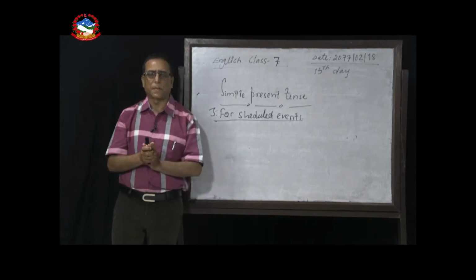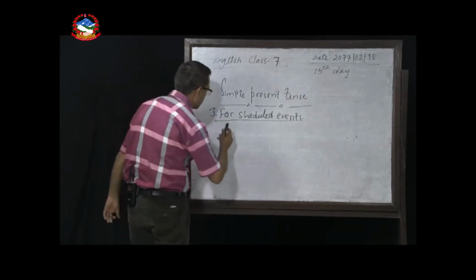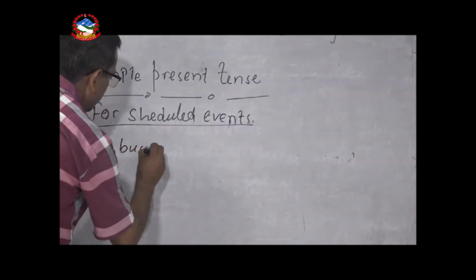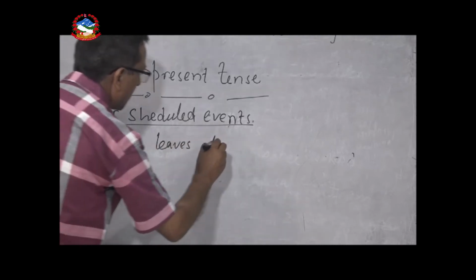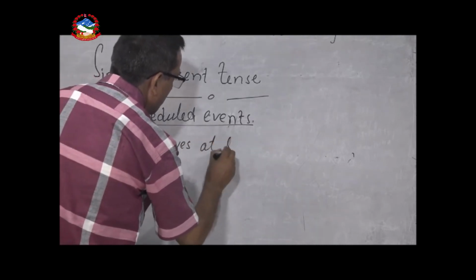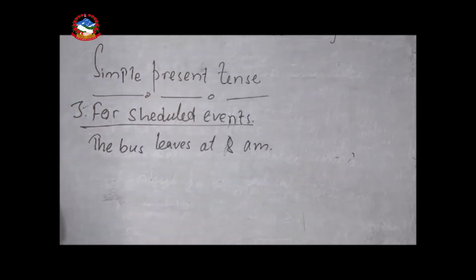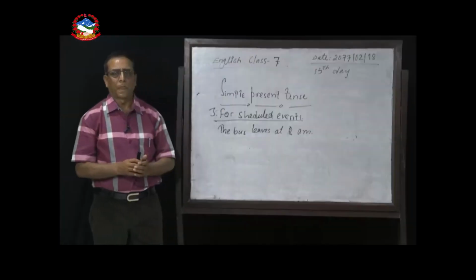the simple present tense. For example, the boss leaves at 8 a.m. It is the schedule. It is the schedule of the boss leaving. So we are using simple present tense in this situation. The boss leaves at 8 a.m. It is the fixed schedule.